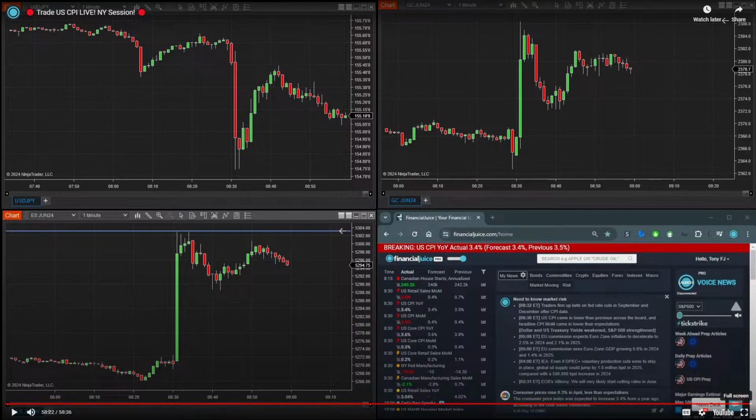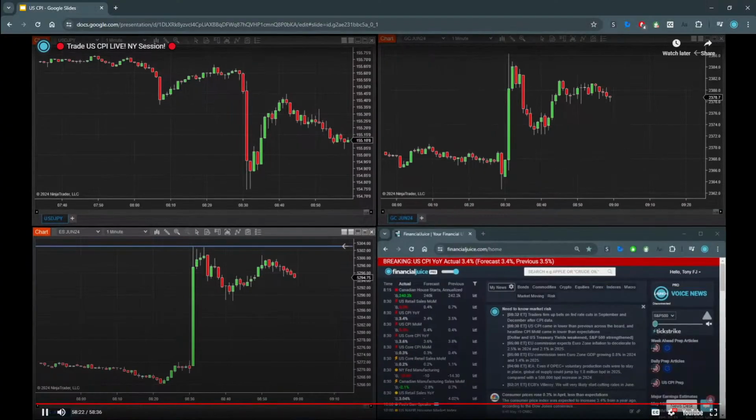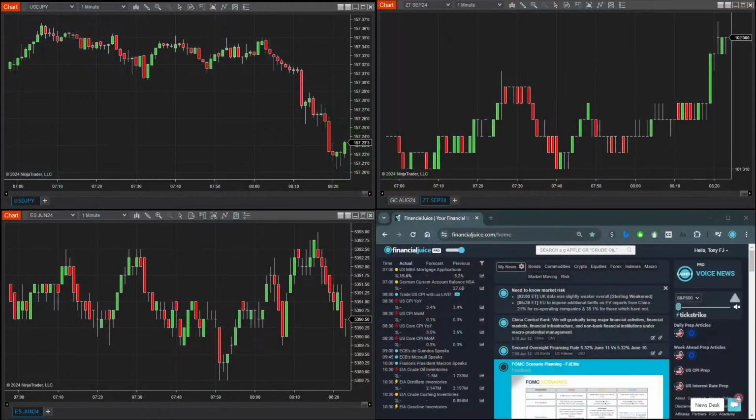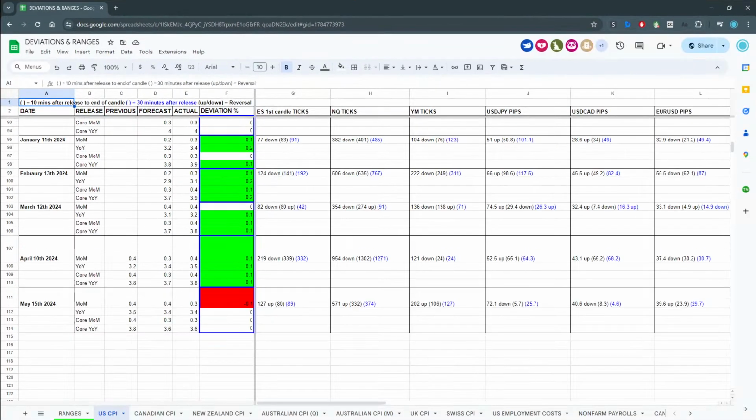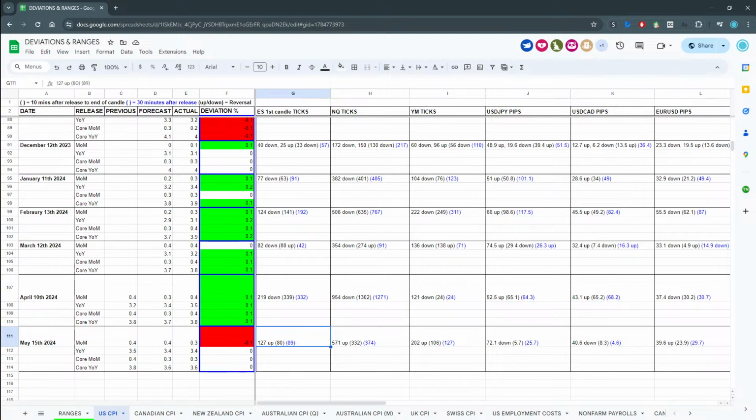Okay, let's get out of that here. We've got about 8 minutes left. Let's go through the ranges and deviations. So with the deviations sheet, we'll see what had the biggest market reaction here.